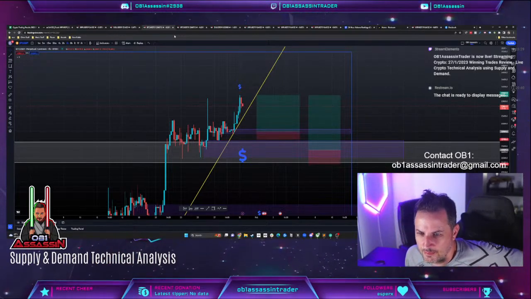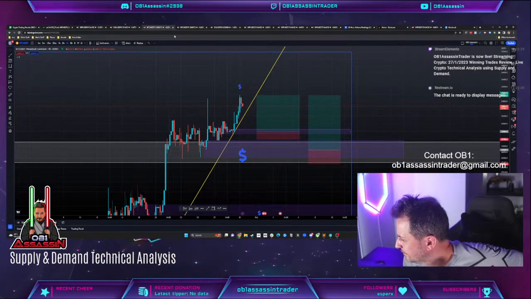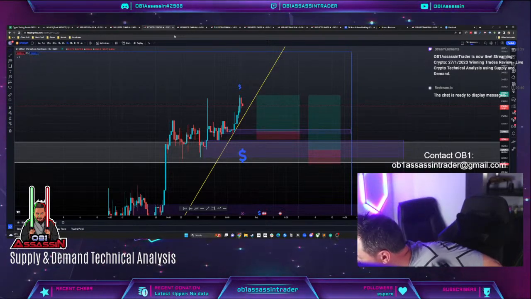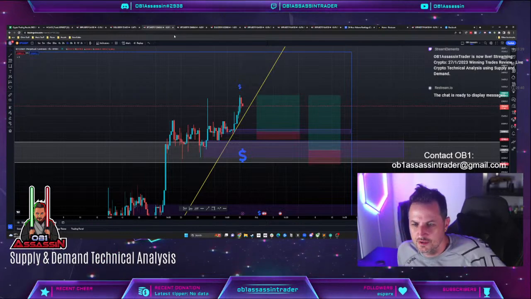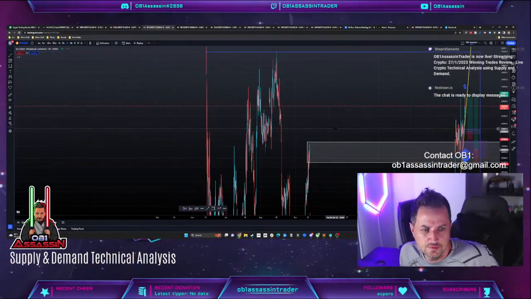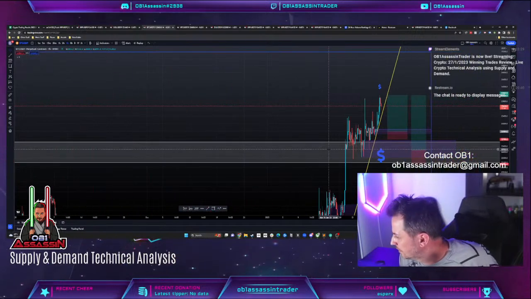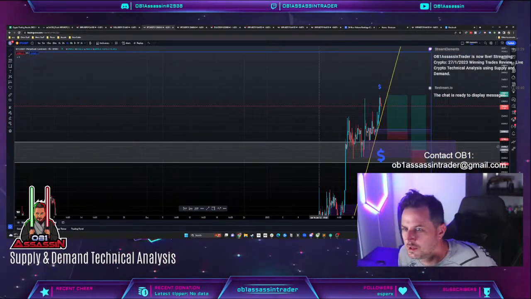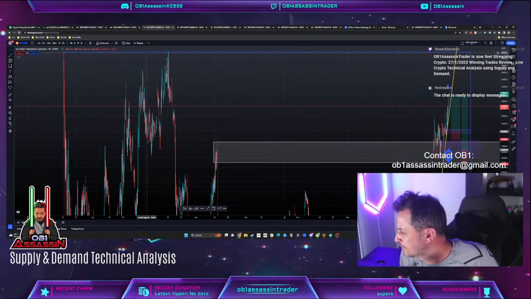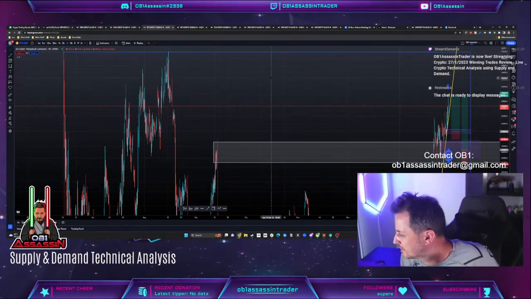Oh, he's got that same breaker block. Is that the same one? Yeah, he's using this same one. And he's targeting that range high up here, saying that's a potential place to go. Okay, similar, very similar.